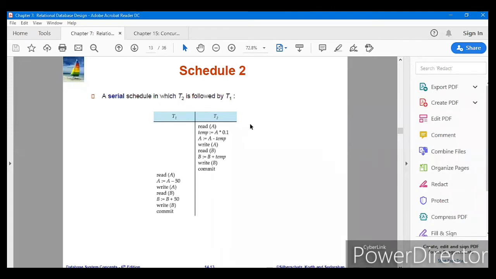Then second is schedule 2. This is again an example of a serial schedule where the transactions are just vice versa. First T2 completes, then T1 is completed.